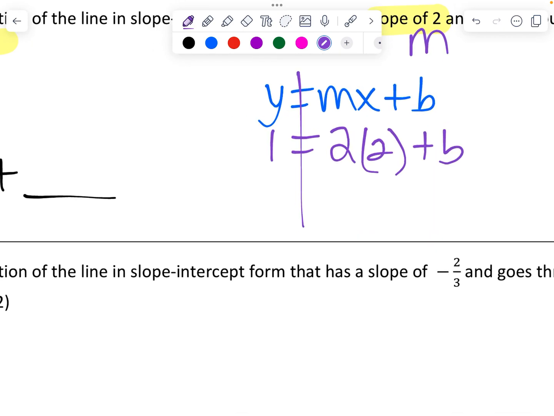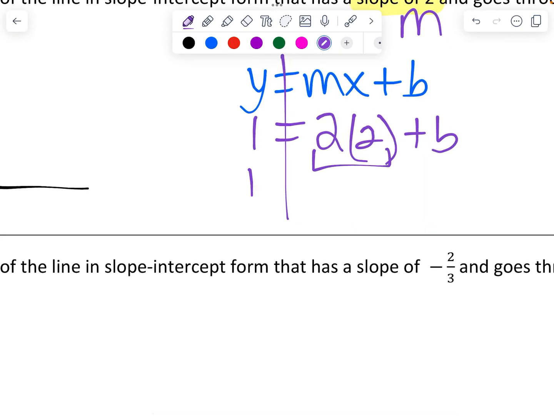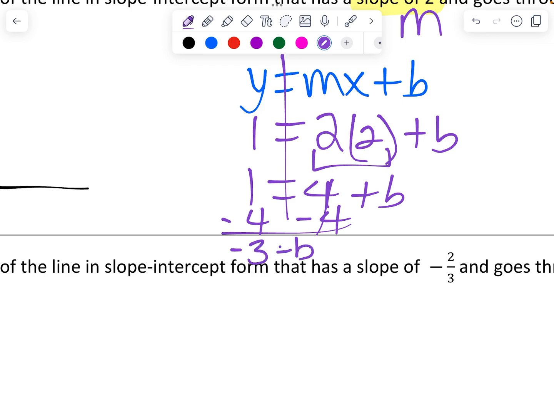At this point, we are now going to multiply 2 times 2. So we get 1 equals 4 plus b. We want to get b by itself. So we'll subtract 4 on both sides. And we'll get negative 3 equals b.